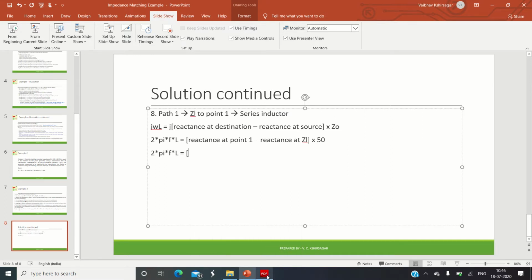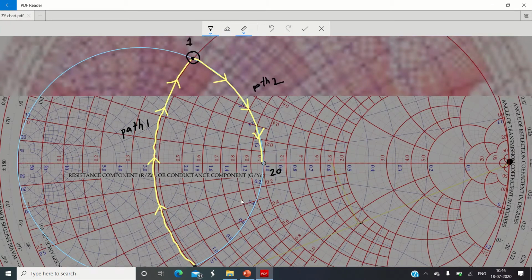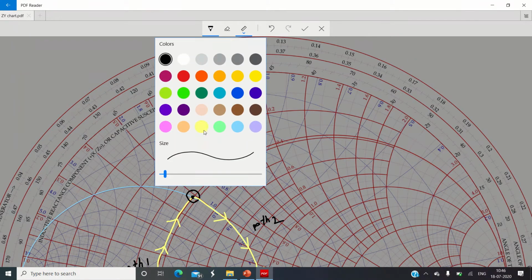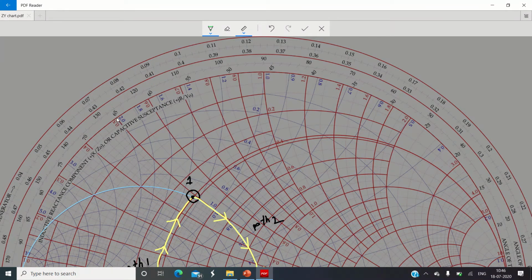So reactance at point number 1, I am going to read out reactance at point number 1. So how is it given? The reactance line which is closer to point number 1 is this line. I will highlight it with some other color. I will choose this green color. This reactance line of 0.5, you need to always read the value above the line, please remember. So this point is a little bit closer to 0.5. So actually this line is one division below 0.5.